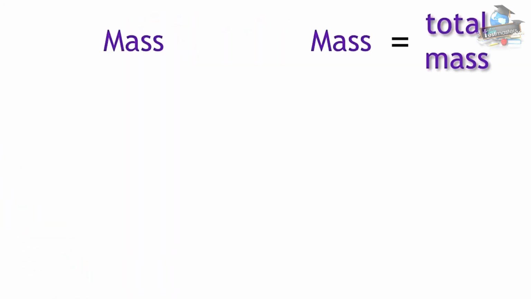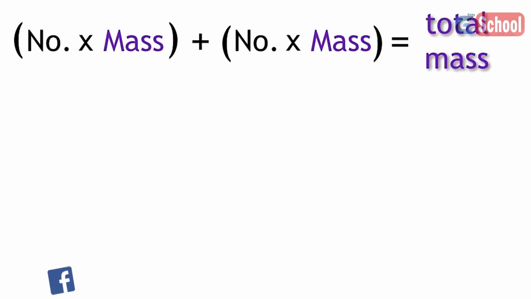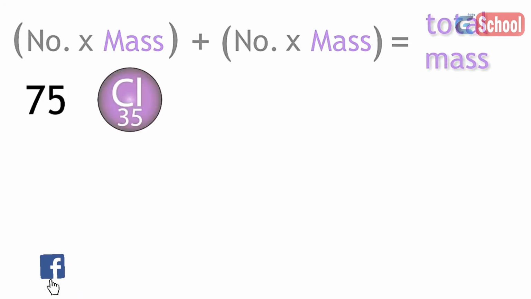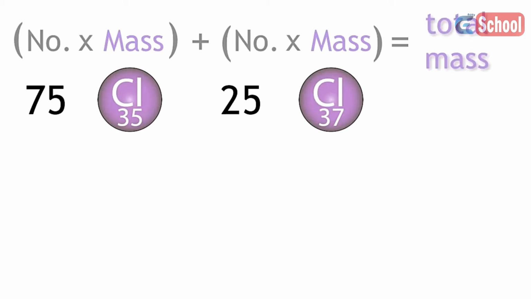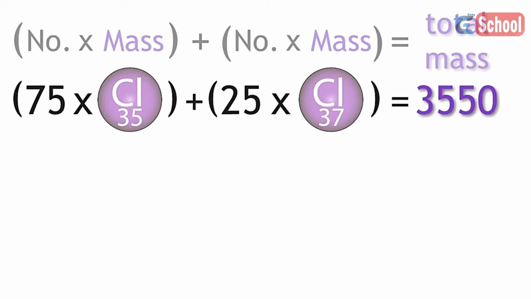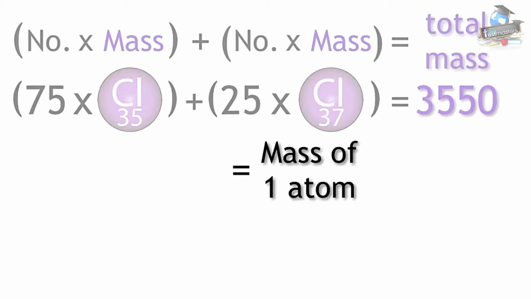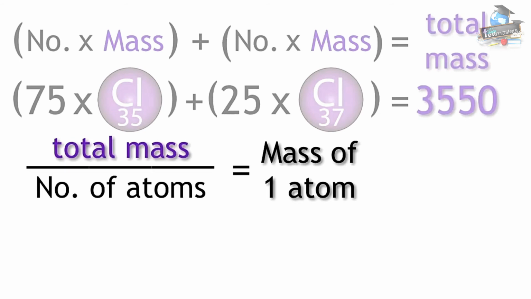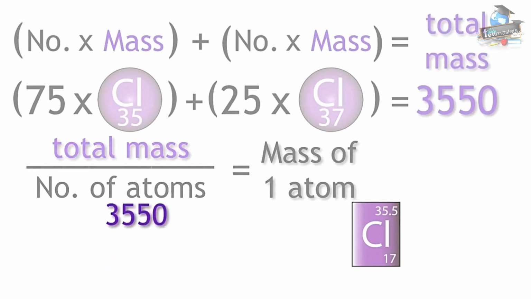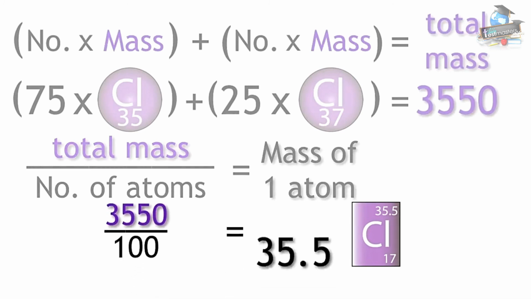We first find out the total mass of the sample. We do this by multiplying the mass of each atom by the number of atoms present for each isotope, and then we add them together. For chlorine-35, there are 75 atoms, and for chlorine-37, there are 25 atoms. So the mass of 100 atoms would be 75 times 35 plus 25 times 37, 3,550. The mass of one atom will be the mass of the total number of atoms divided by the number of atoms. So the mass of one atom of chlorine would be 3,550 divided by 100, 35.5.